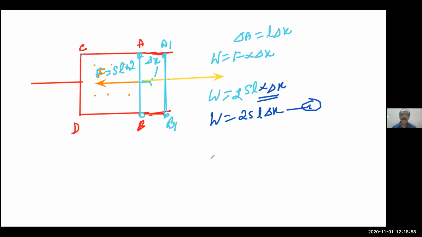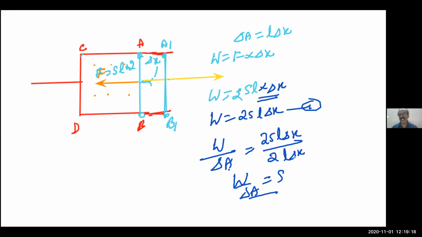No, sir. Now surface energy means work done per change in area. So work done is 2SL delta x divided by change in area, again 2L delta x, 2 times. So this will cancel. W by delta A is equal to S. So we can say surface tension is numerically equal to surface energy. Energy is joule, surface tension is newton per meter, but they are numerically equal. This is the proof. Any doubt?